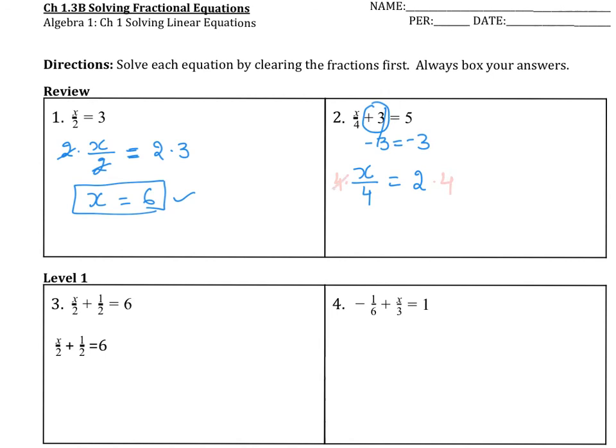This will cancel the 4 from the bottom, and you're going to get x by itself, which is equal to 2 times 4, which is 8, and that's your answer.